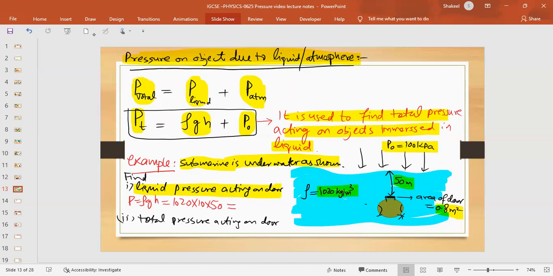So you just have to do some maths, some calculations to solve this. Okay, so the liquid pressure is 510,000 Pascal. Now the total pressure acting on the door is liquid pressure plus air pressure. So 510,000 plus 100,000. The answer is 610,000 Pascal, or 610 kilopascal. That's the total pressure being exerted on the door of the submarine.